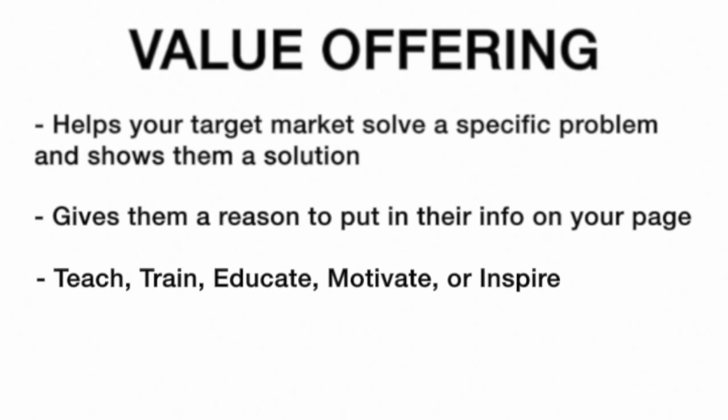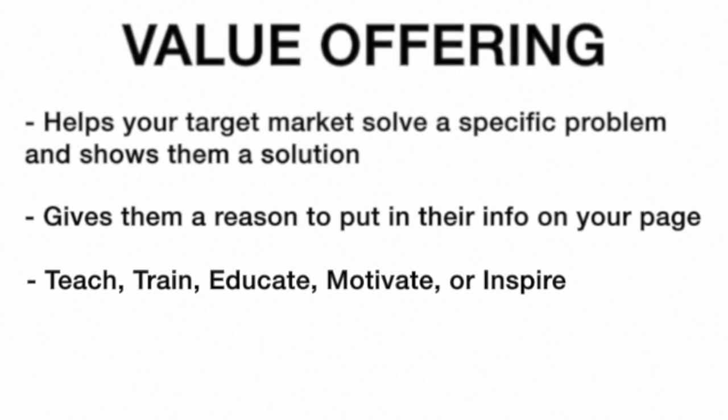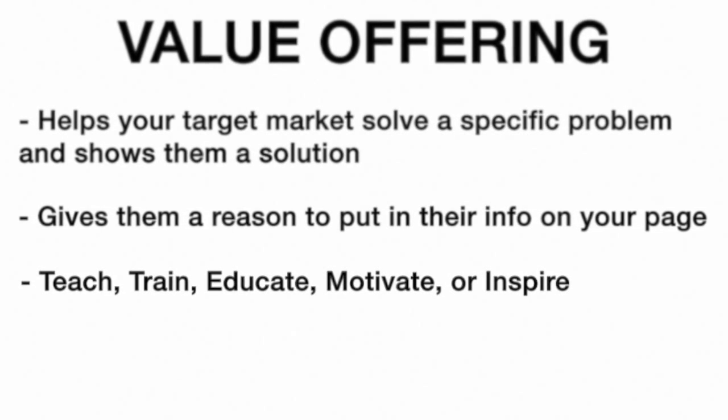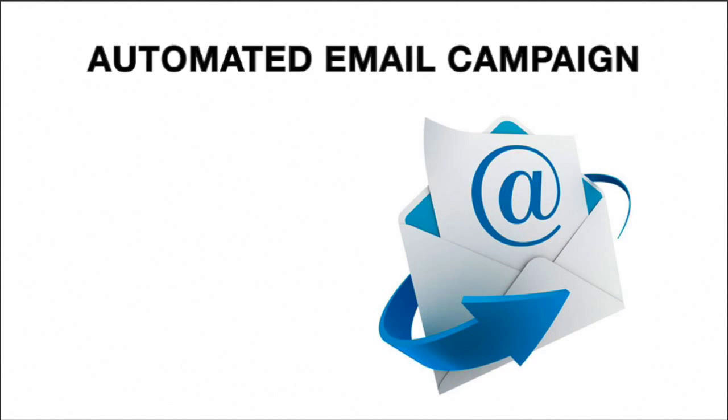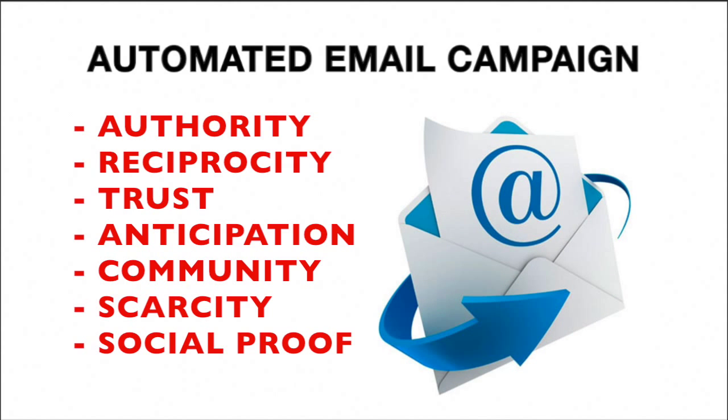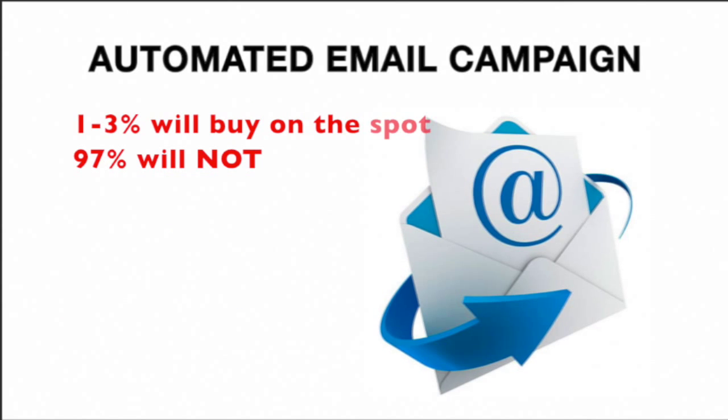So this is very, very critical, you guys, that you over deliver with the value here, because the next thing we're going to focus on is creating the automatic email campaign that's going to apply all of the social triggers, you guys, in the follow-up sequence, because this is where you're going to make the majority of your money right here, because 97% of people that go through your funnel, put in their information on your capture page, they're not going to buy. So basically, out of 100 people that go through your page, 3 will decide to take action on the spot.